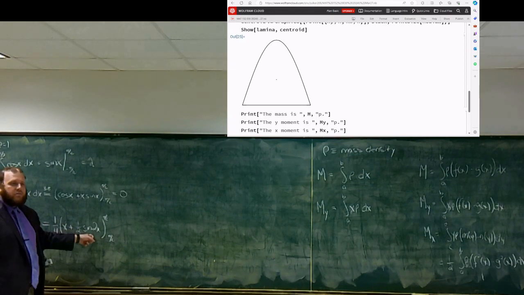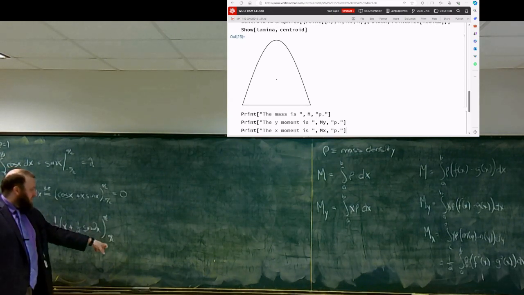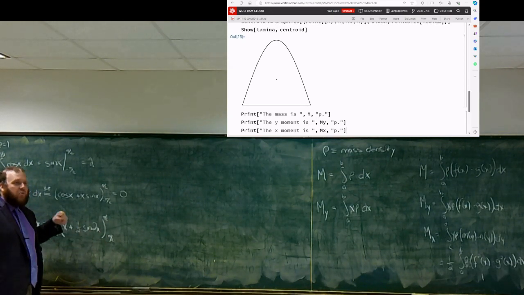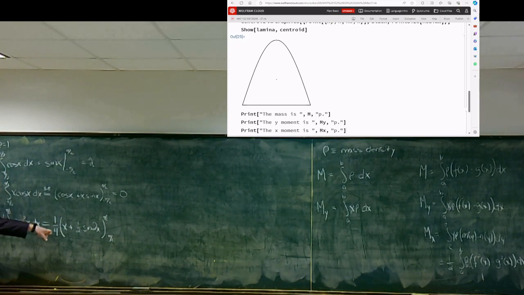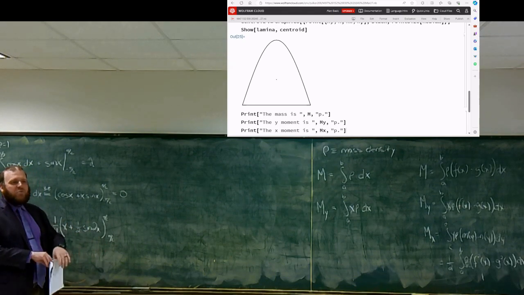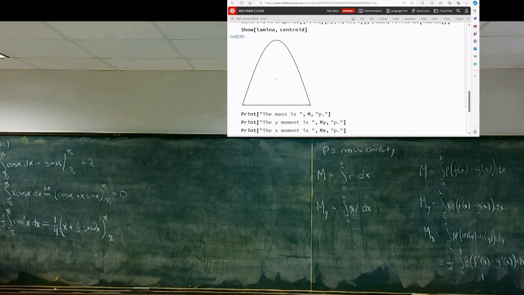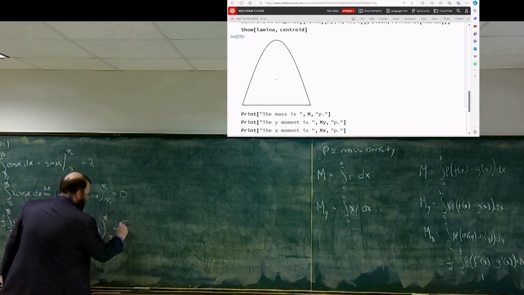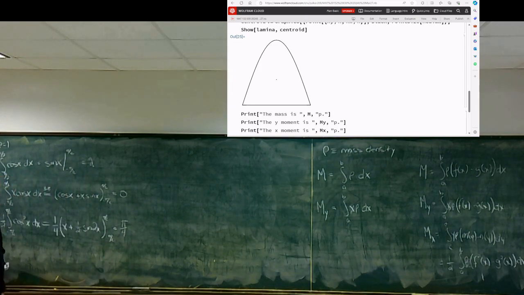This is going to be 0, right, because it's sine of pi and sine of minus pi, 0. So it's just this. Pi over 2 plus pi over 2, pi. Makes the x moment pi over 4.